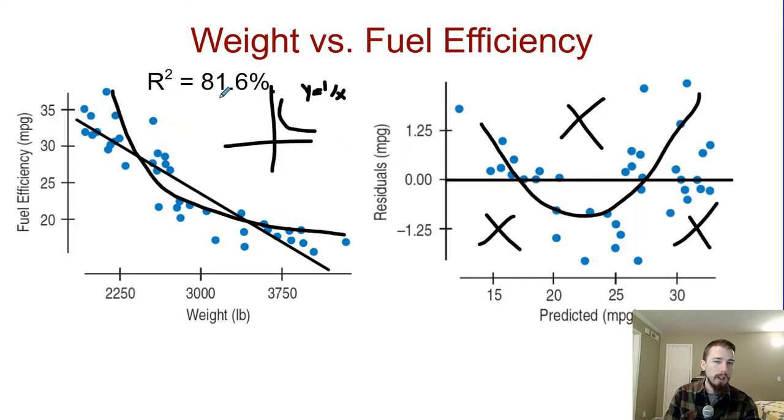Let me back up here. The r squared here gives us a coefficient of determination, which tells us that 81.6% of the variation in fuel efficiency can be accounted for by the model with the weight, which is good. But if we re-express this data to make it linear, we could actually account for more variation, which would be very nice.